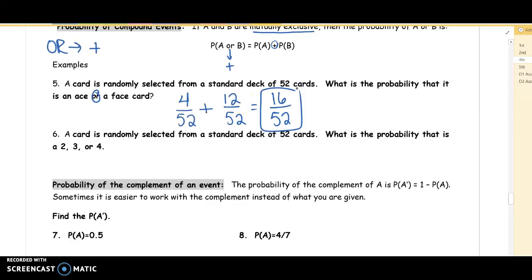Remember, when you're adding fractions, you only add the numerators with common denominators. So try number 6. What is the probability that you draw a 2 or a 3 or a 4?